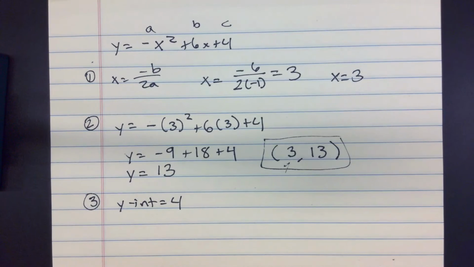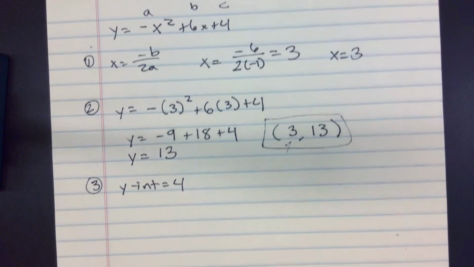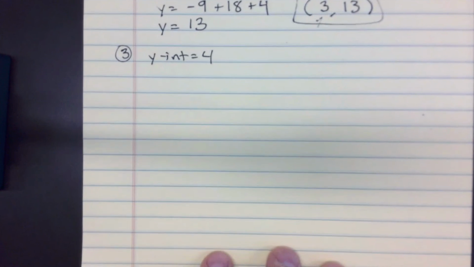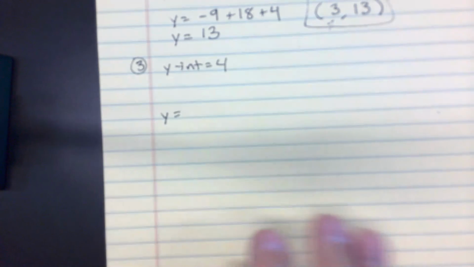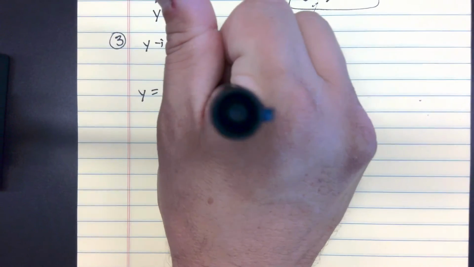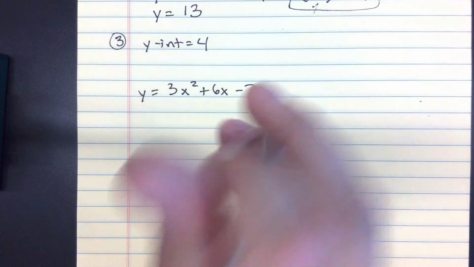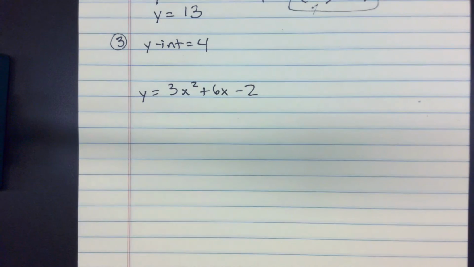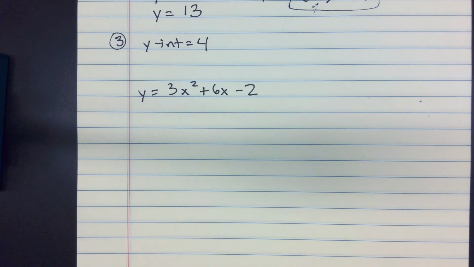All right, one more. Actually, I'm going to have you guys try one on your own. I want you to find those 3 things. Y equals 3x squared plus 6x minus 2. Find those 3 things.